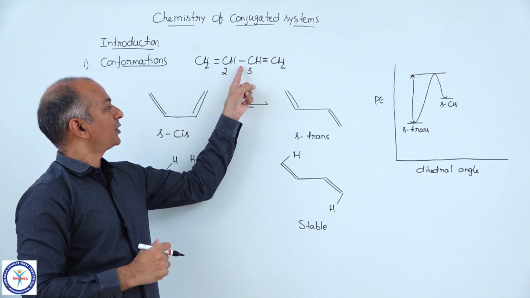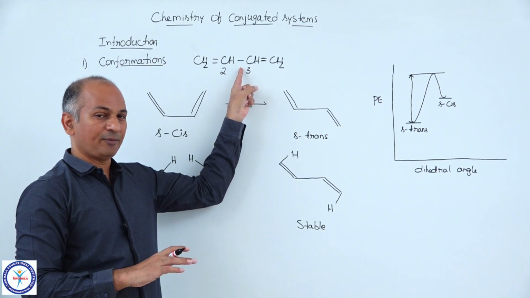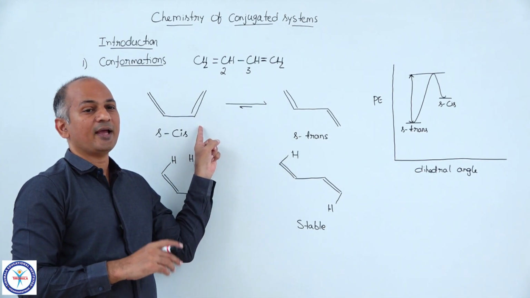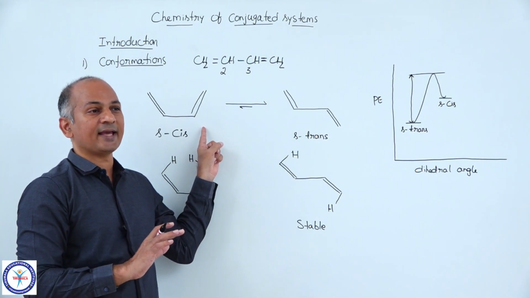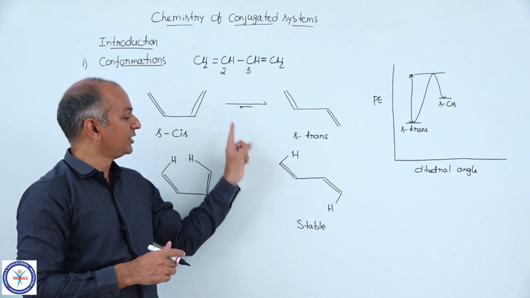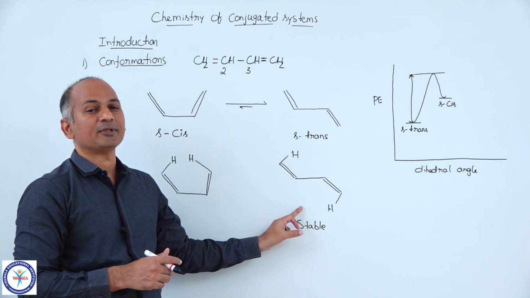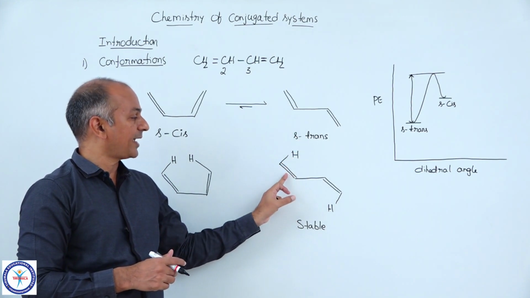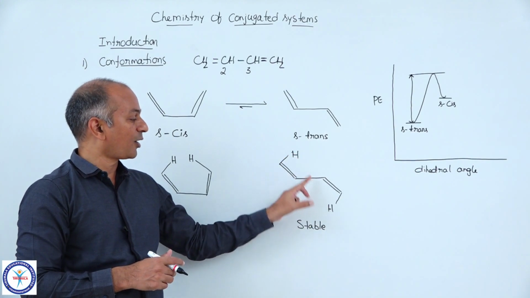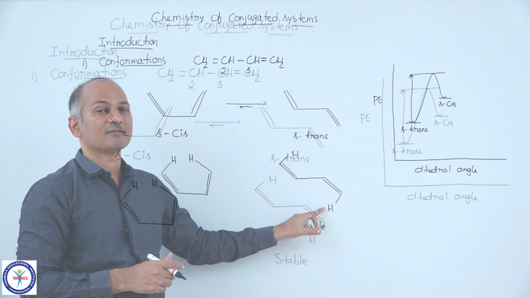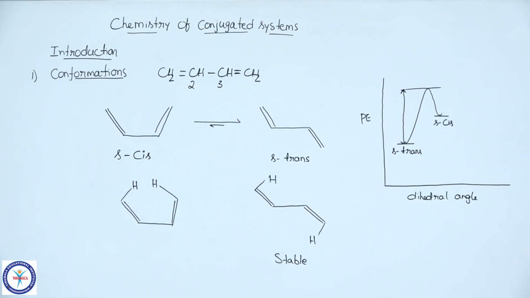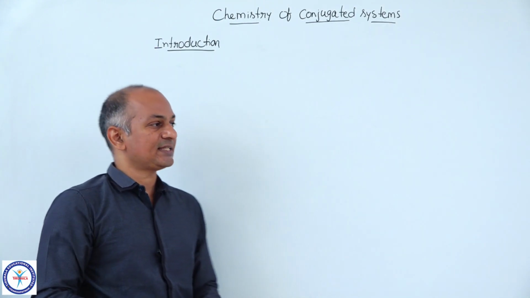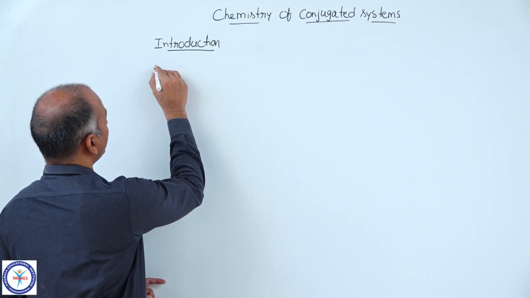So 1,3-butadiene exists in two different conformations, s-cis and s-trans. And out of these two, s-trans is more stable. That is because of the lesser repulsions between the pi bonds as well as lesser steric crowding between the hydrogens. Let us come to the second point, that is enthalpy of hydrogenation.